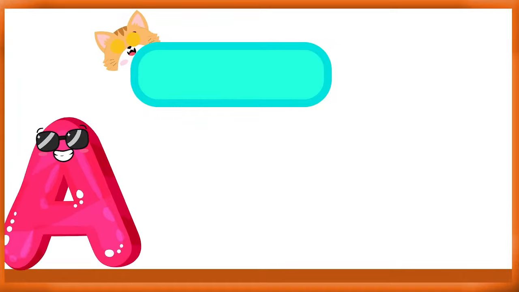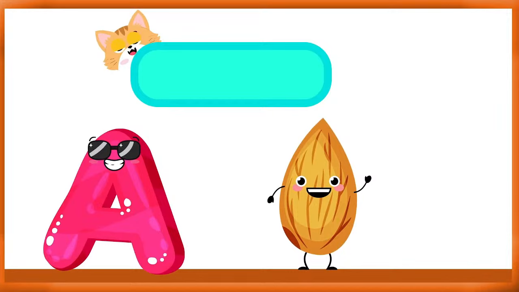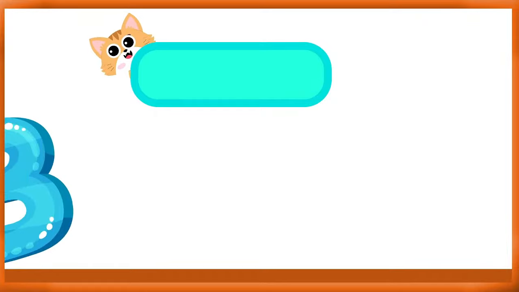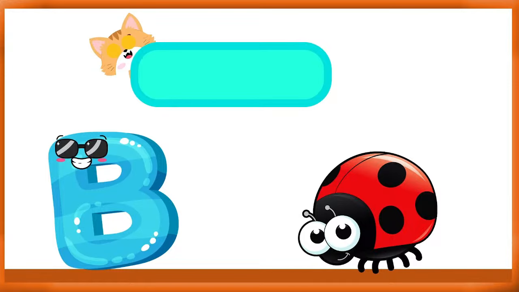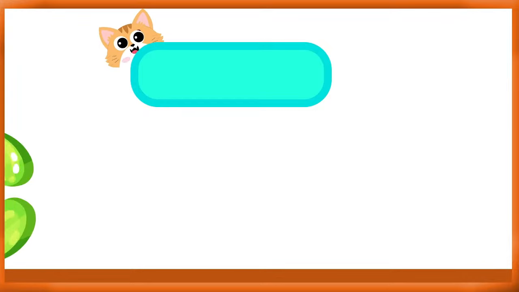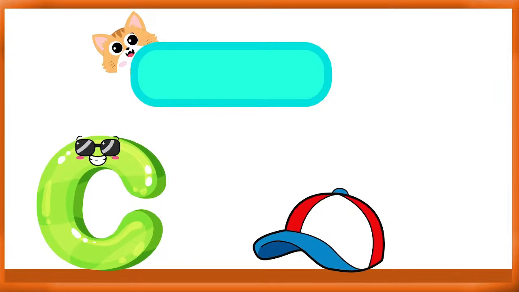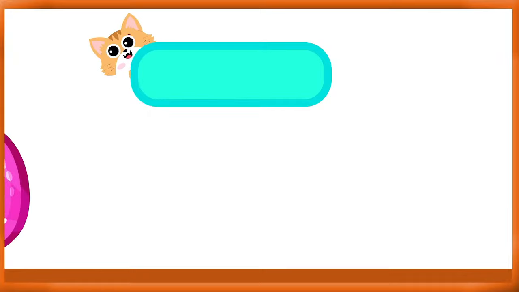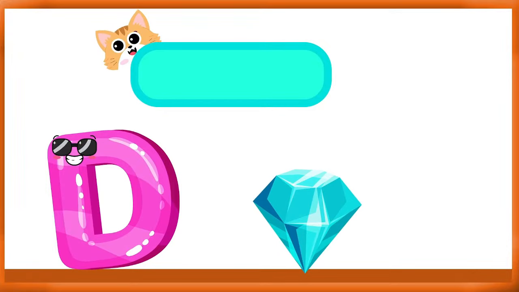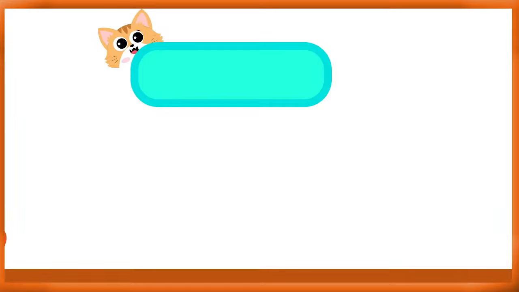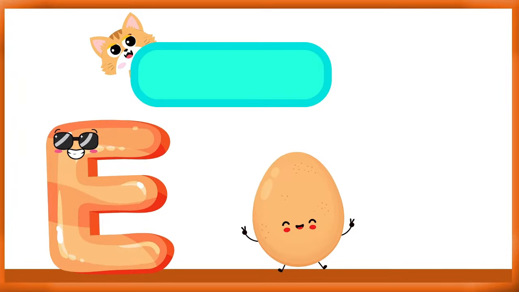Here comes the letter A, A, almond. Here comes the letter B, B, bug. Here comes the letter C, C, cap. Here comes the letter D, D, diamond. Here comes the letter E, E, egg.